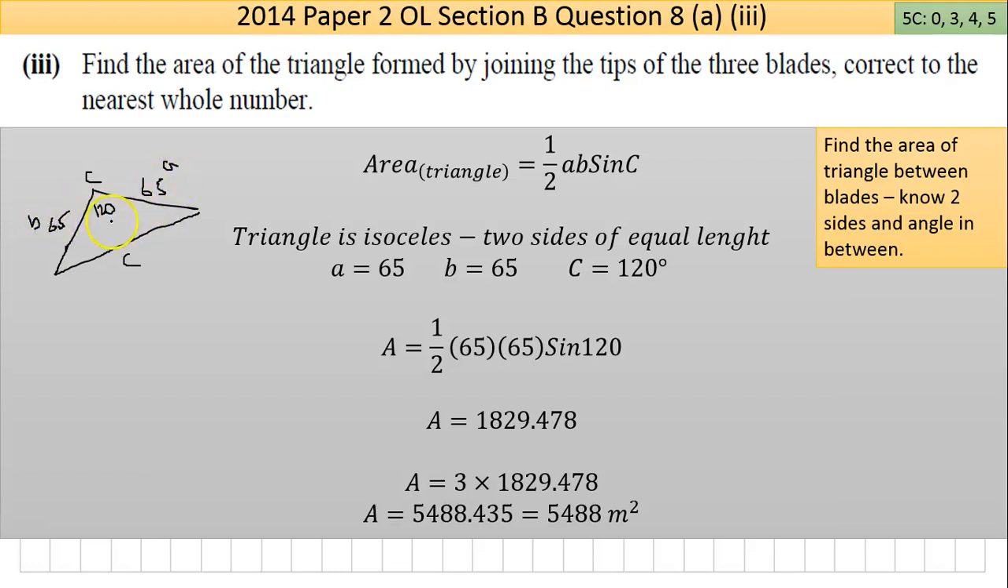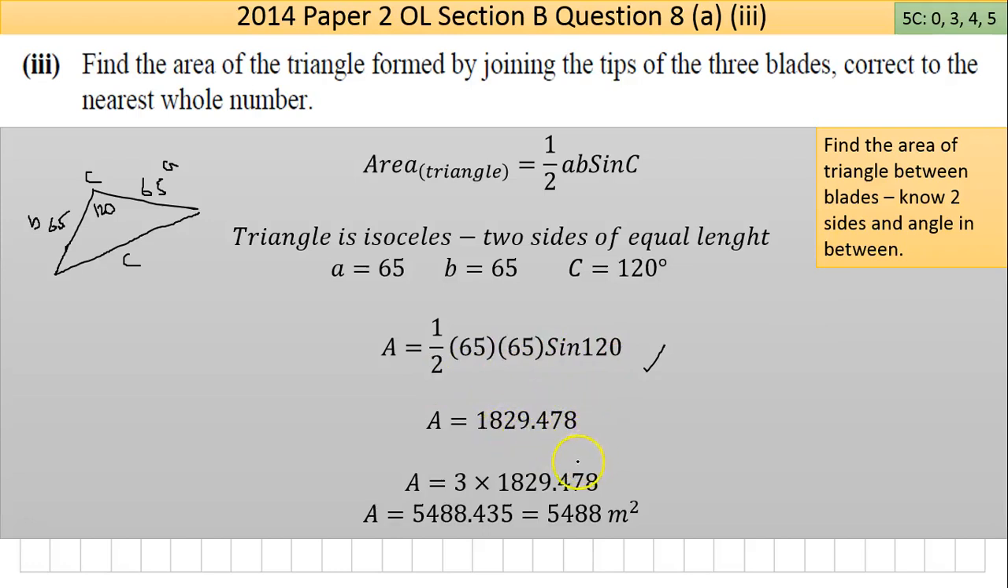Okay. So I know all three things for the formula. There's only one unknown. This formula will work. It's just a matter of doing it. So I put my numbers in. A half times 65 times 65 times sine 120. I come up with the number through the calculator, 1829.478. To the nearest whole number, you're rounding this.